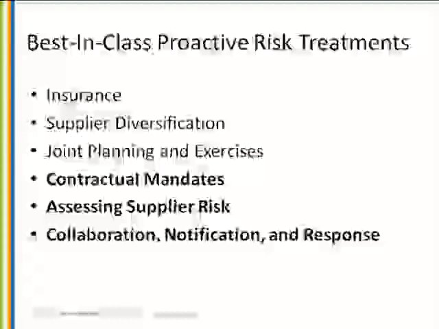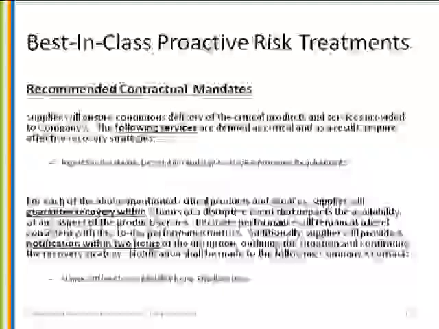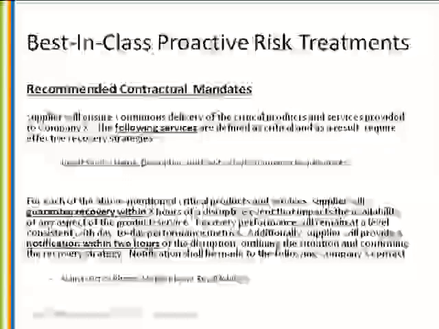Those are relatively straightforward, but there are three others that Renee and I would like to propose to the group today, and these probably require a little more discussion. Those are contractual mandates, or service level agreements, to use another term; assessing supplier risk and what's involved there; and the sixth, collaboration, notification, and response. We're going to take a deeper dive into each of these three next. Next slide. When we talk about contractual mandates or service level agreements, there are a number of attributes of these agreements that we've identified as best in class.